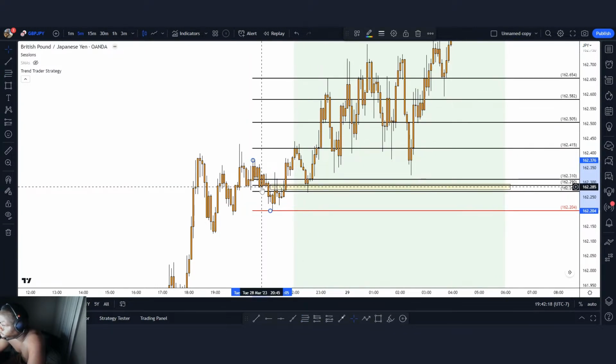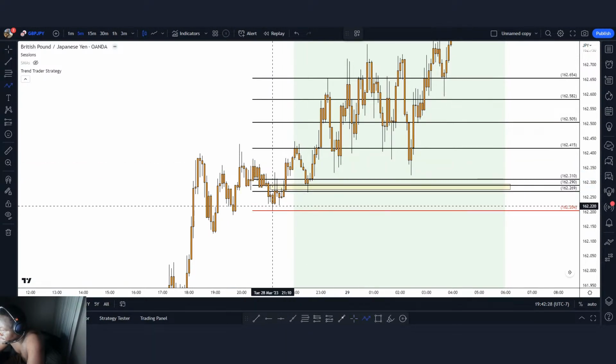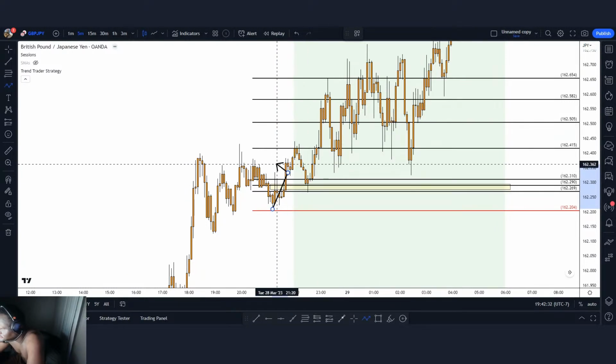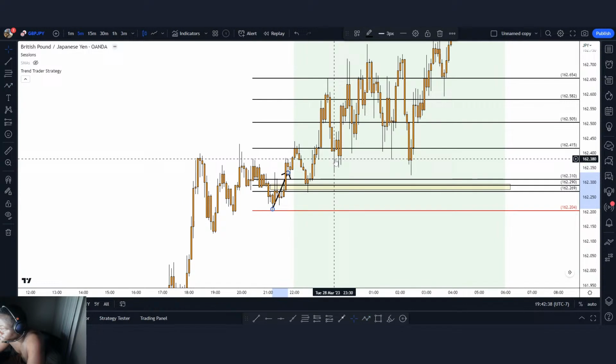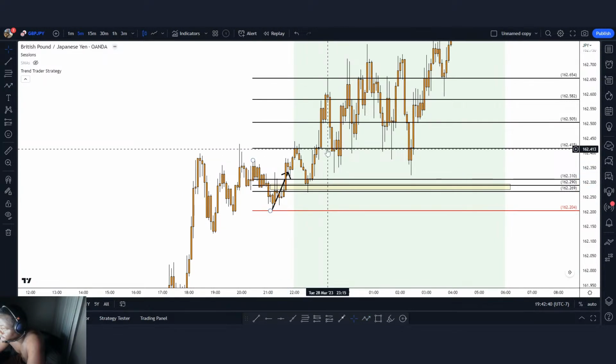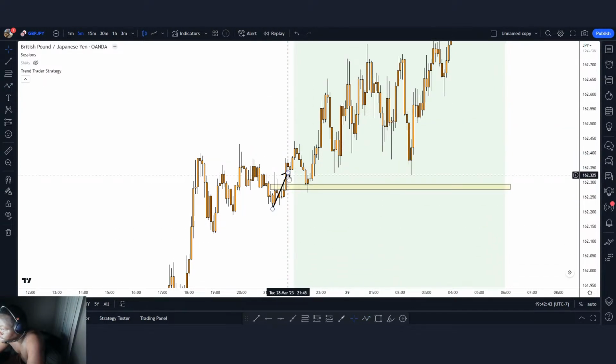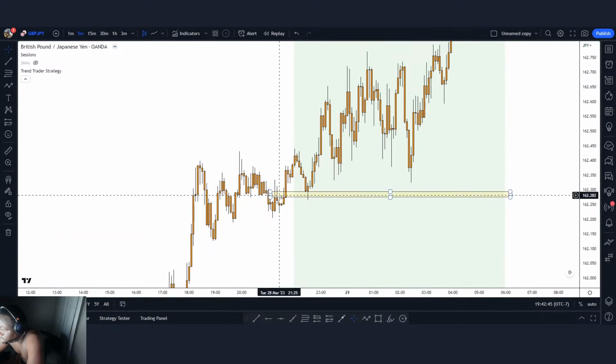But again, in order for it to be a valid demand zone, price has to break the previous high. If it doesn't break the previous high, let's say price pushes up here and then comes down, that is not a demand zone because price did not break above the previous high. It's an invalid demand zone, right? I'm going to keep showing you guys examples.